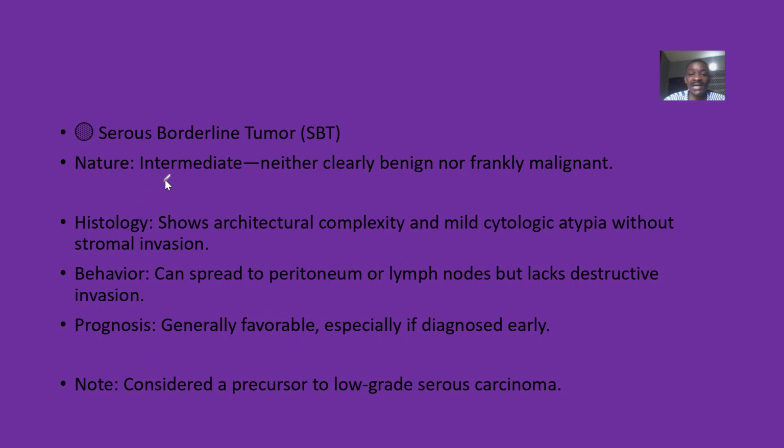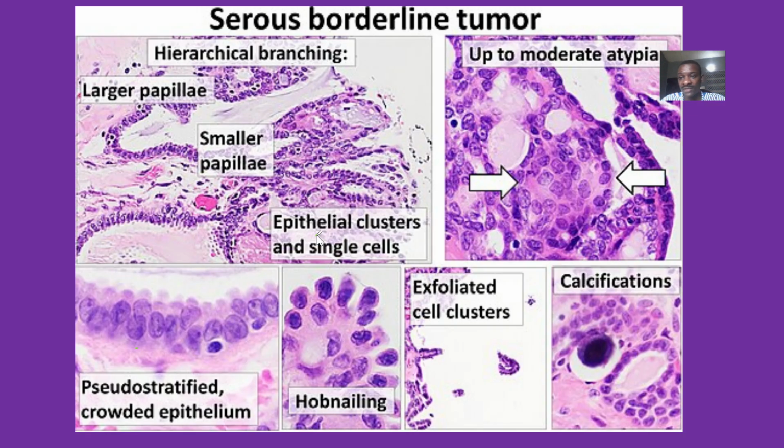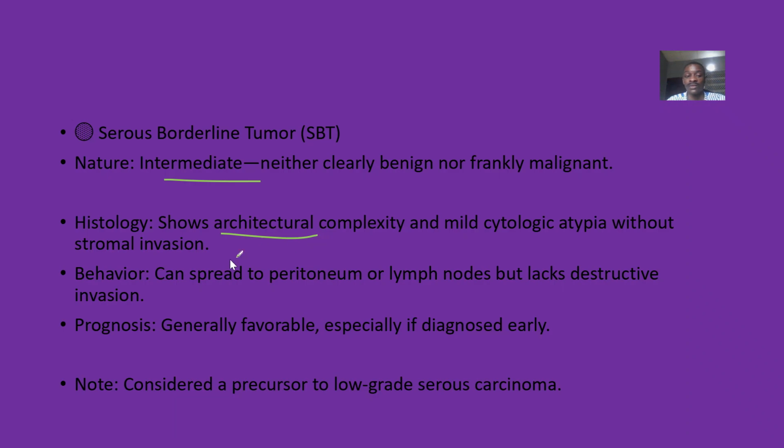So for nature, they are intermediate. They are benign, but if you leave it, they will become malignant. Histology shows architectural complexity. You can pause to observe the histology. Okay. So behavior: they can spread to the peritoneum or lymph nodes, but they lack destructive invasion. Prognosis is favorable, no problem if you diagnose it early and you initiate treatment early.